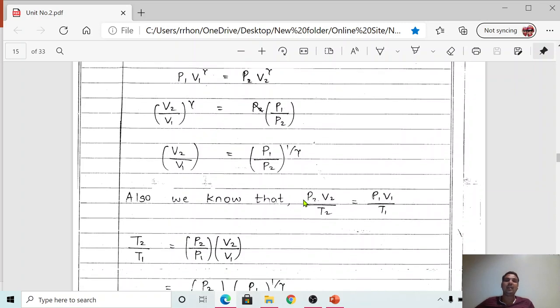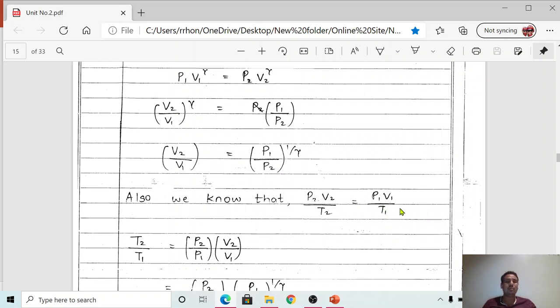Similarly, we know the ideal gas equation: P2 V2 by T2 is equal to P1 V1 by T1. This is the standard equation. P1 V1 is equal to MR T1, the standard ideal gas equation, and according to that we can write P2 V2 by T2 is equal to P1 V1 by T1. This is for section 2-2 and section 1-1.